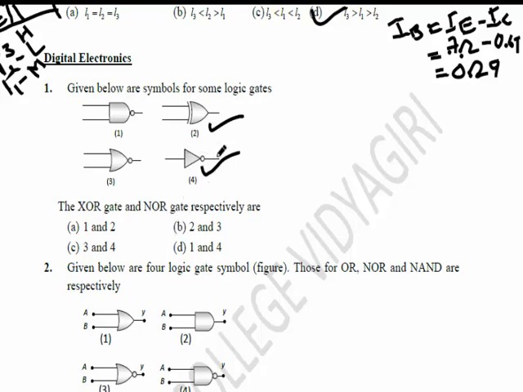Sorry, not NOR either. 2 and 3 is the correct option. XOR is 2, NOR is 3. Which one is the correct option? B, 2 and 3: XOR is 2 and NOR is 3. So the first option, B, is correct.